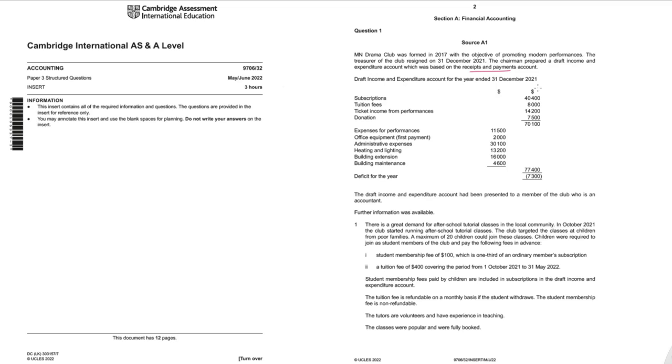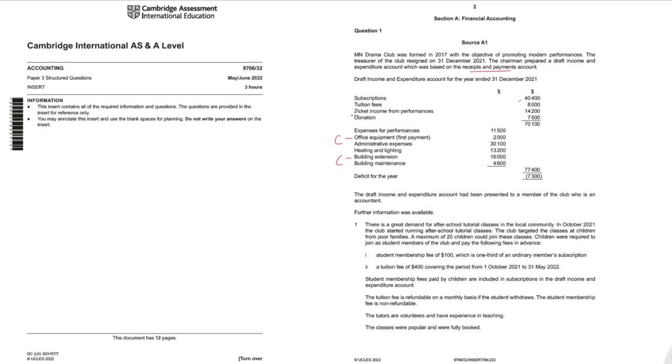So the draft income and expenditure looks like this. Basically these are all the items of receipts and payments, but he's prepared in an income and expenditure format. So we have the subscriptions received, tuition fees, ticket income from performances and donation, and on the payment side we have expenses for performances, office equipment, which is a capital expenditure, administrative expenses, heating and lighting, building extension and building maintenance. Building extension is also a capital expenditure. Office equipment is also a capital expenditure.